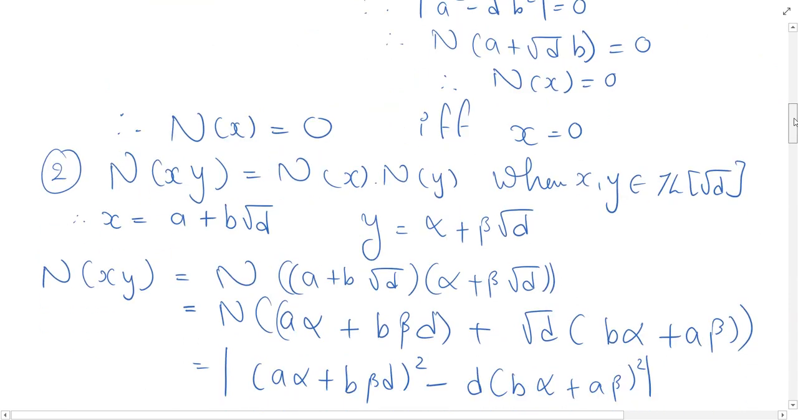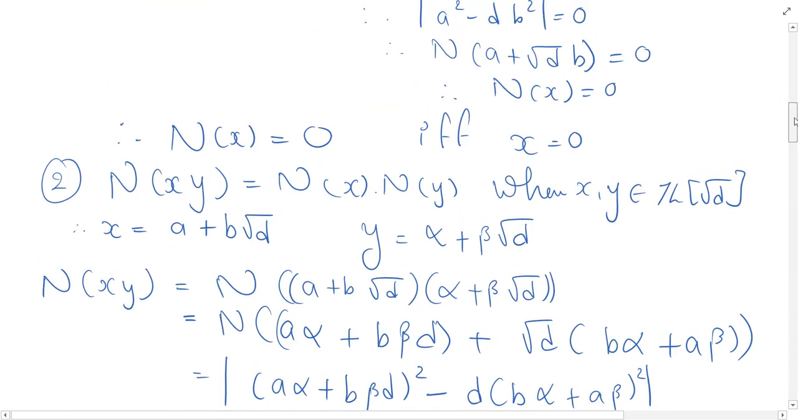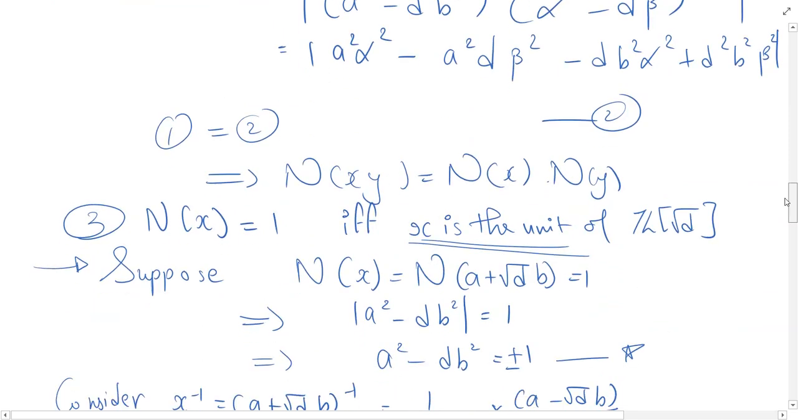Also, we know that n of xy is the same as n of x into n of y, for any elements x and y you consider. And the third and the most important one is n of x equal to 1 if and only if x is a unit of that ring. Okay. So after this, there is one more property that I'm not going to consider, because it is about prime and irreducible. Definitely, once you know the idea of prime and irreducible, you should prove that property. You can search online. You can ask me in the comment section if you want later on. But for now, these three properties are enough for us.